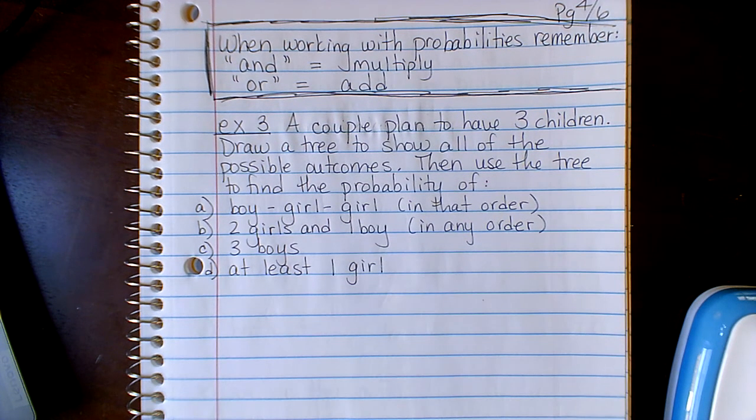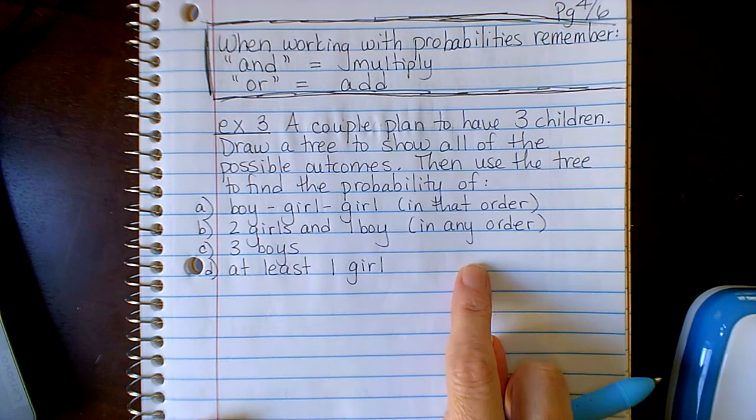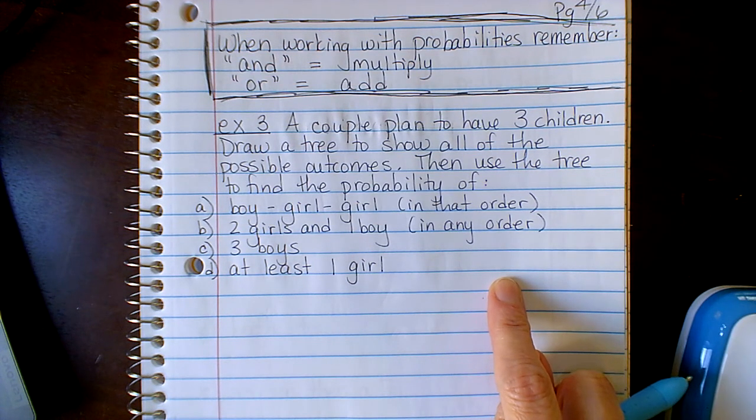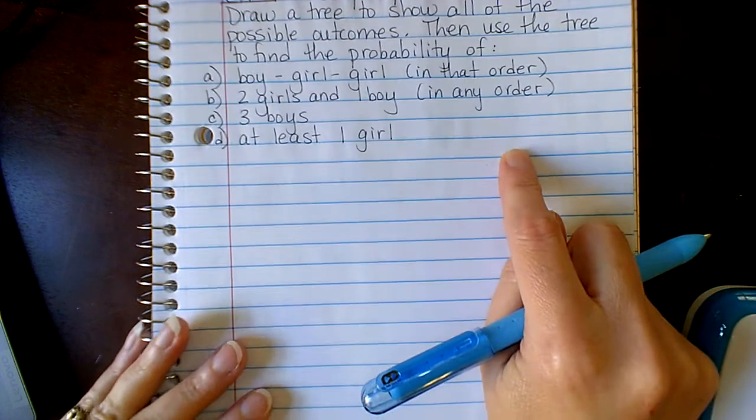All right, a couple plan to have 3 children. Let's draw a tree diagram to show all the possible outcomes, and then we're going to use the tree to find the probability of having boy, girl, girl in that order, 2 girls and 1 boy in any order, 3 boys, or at least 1 girl. So let's start off with a tree diagram, and then we'll be able to answer all these questions from it. This is going to be very similar to the first one I drew with the coins, the heads or tails, right? Because it's just boy, girl, 2 outcomes.